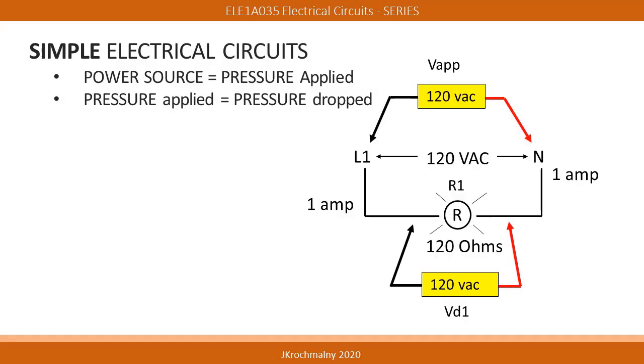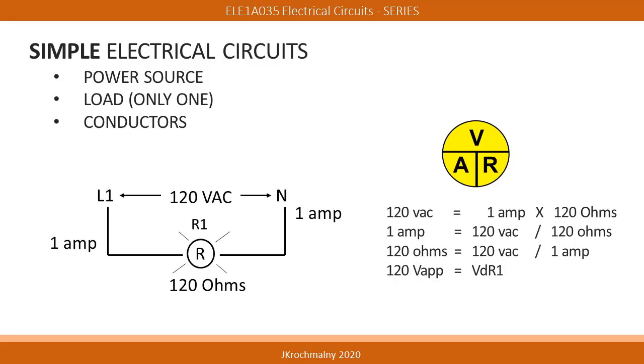In simple circuits, the voltage applied in a circuit is equal to the voltage dropped across the one load that the circuit contains. In this case, the applied voltage and the voltage dropped across the R1 load is the same, 120 volts AC. Remember, there needs to be a difference in pressure before any flow can be initiated. Finally, as in all types of circuits, Ohm's law can be applied to determine the other properties associated with electrical terms.